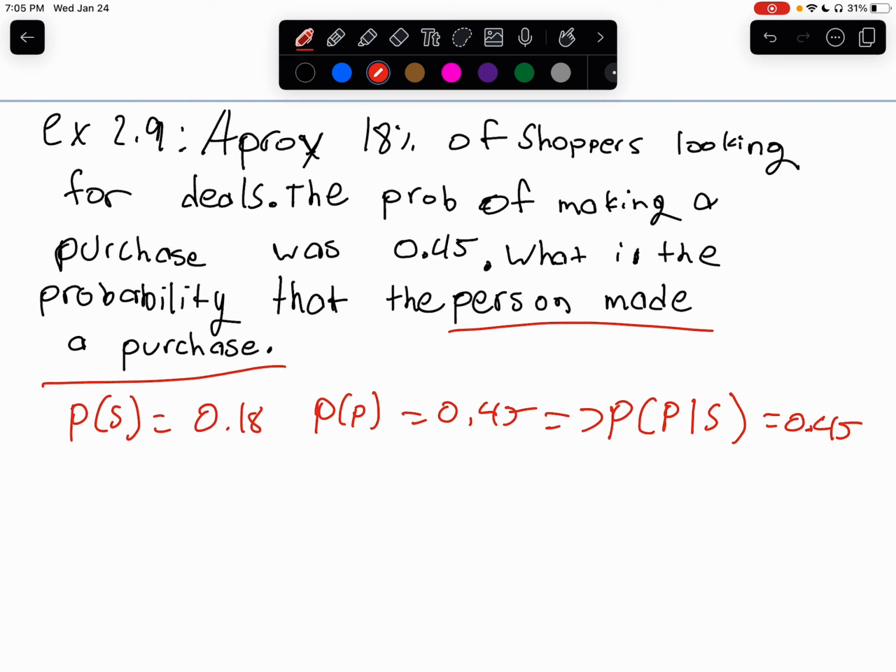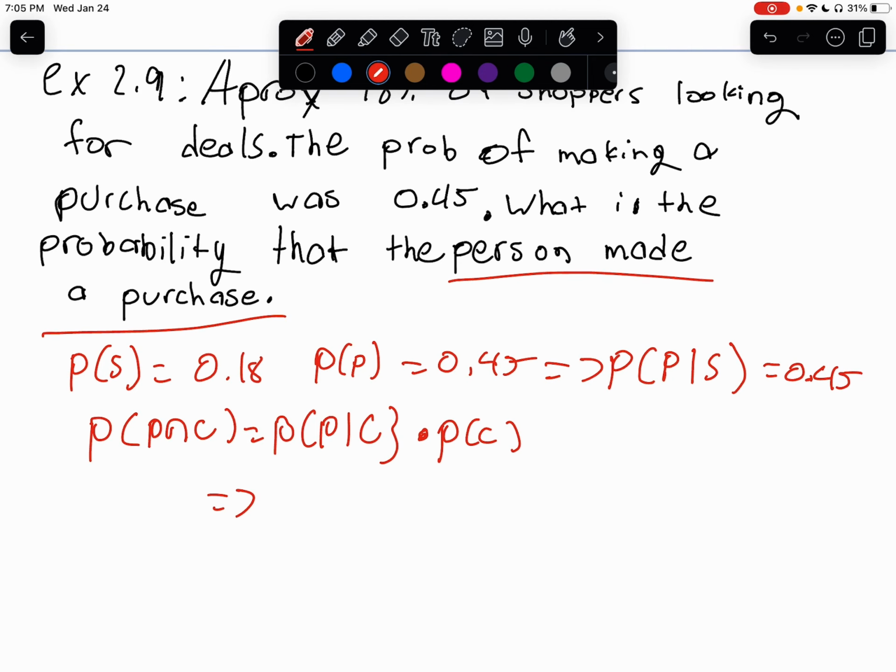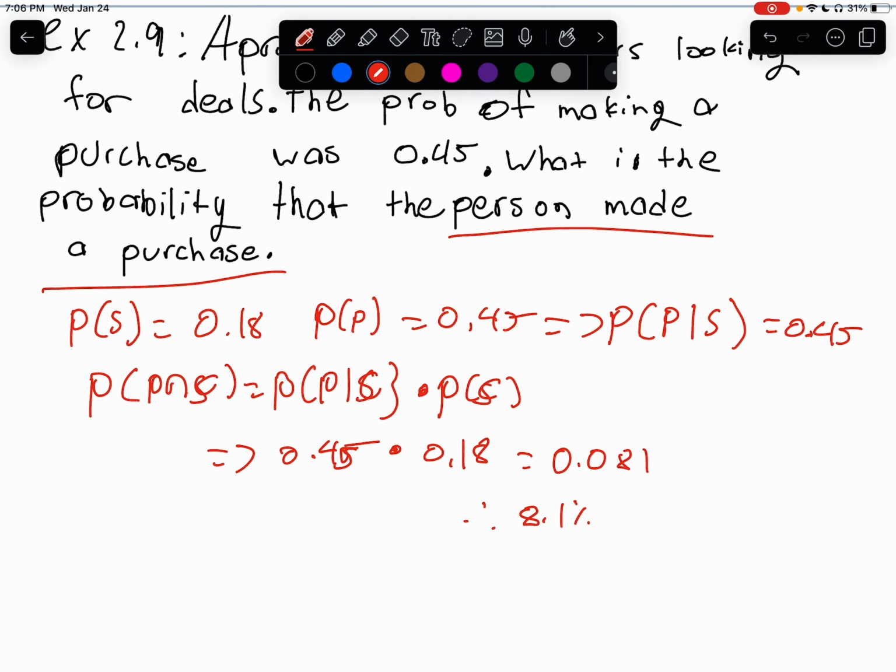So for them to shop at the store, they have to make a purchase. So that's the probability. To find this, we're going to do the probability of P intersecting S, which is the probability of P given that S has occurred, multiplied by the probability of S. So that equals 0.45, sorry, not C, S. I apologize, S, because we're doing a shopper. Multiplied by 0.81, equaling 0.081, so 8.1% chance of this occurring. So an 8% chance of purchase are going to shop at this store and use a deal for the 45%.